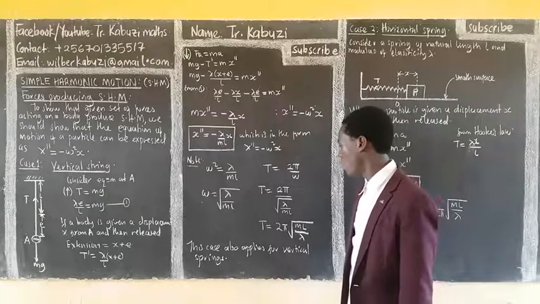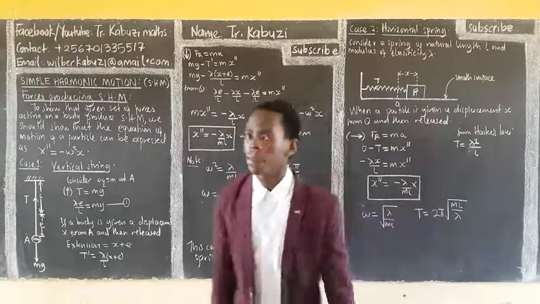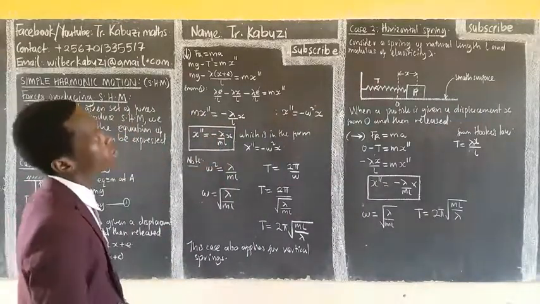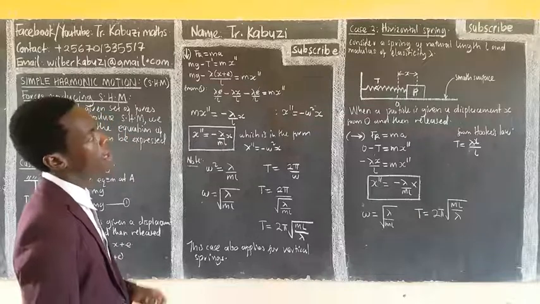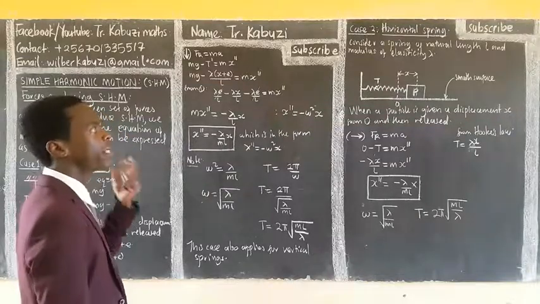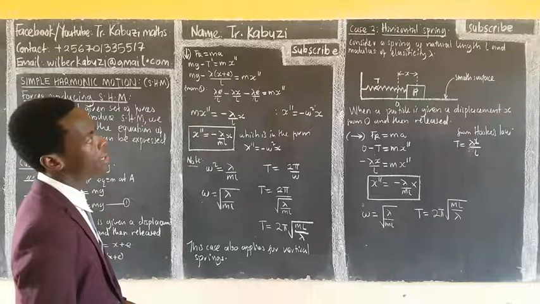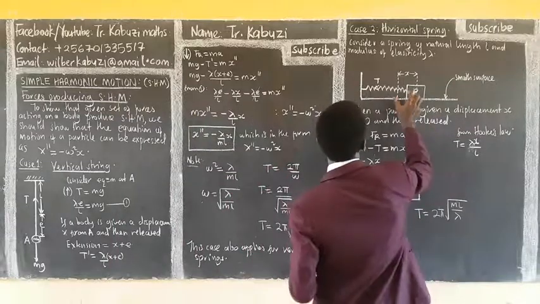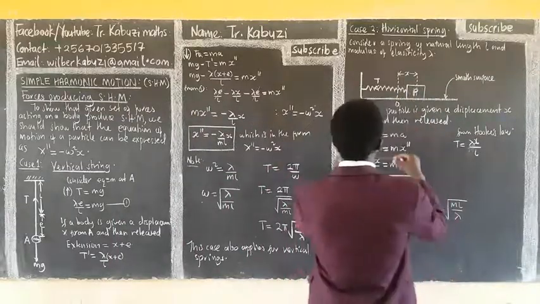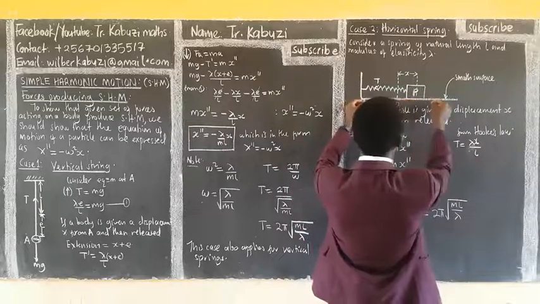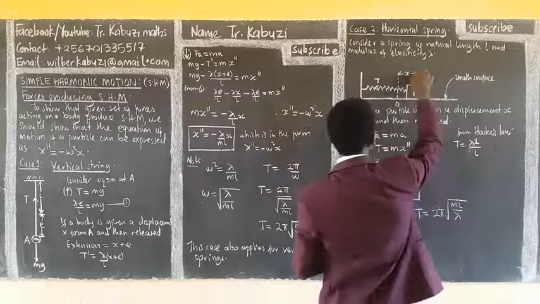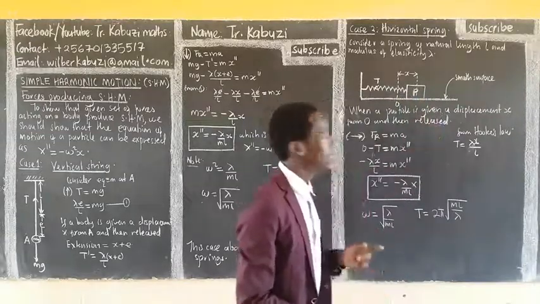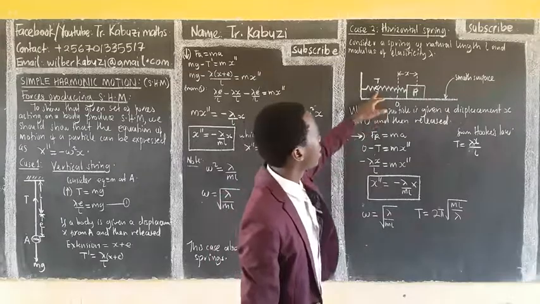This case also applies for vertical springs, so that's why I'm not doing a separate case for vertical springs. Let me now handle horizontal springs, or springs the same. Consider a spring of natural length L and modulus of elasticity lambda. This is the natural length we have before. If I give it now a displacement, this is the displacement we are giving it from point O. The surface is smooth, meaning the only force acting is going to be this.